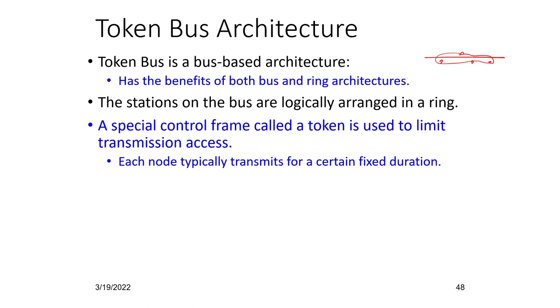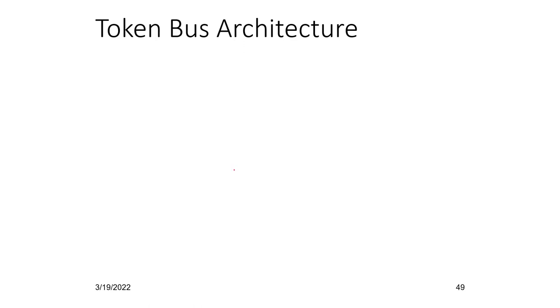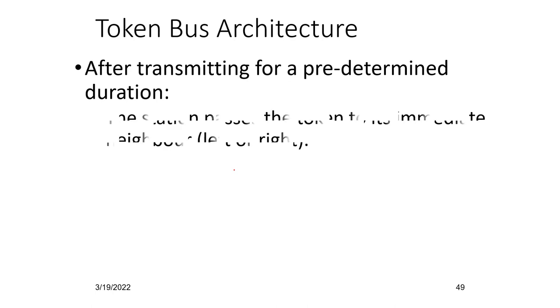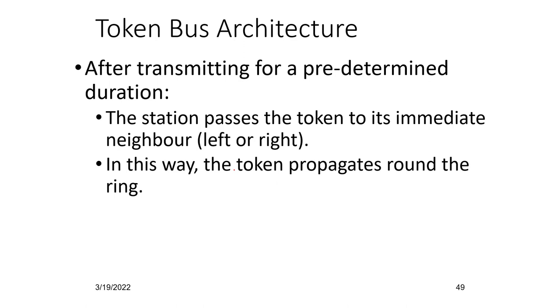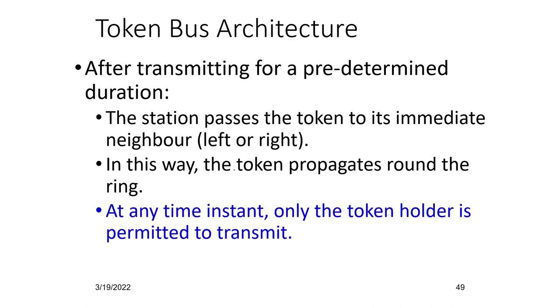There is a special control frame called a token, which you need to have to be able to transmit a message. That's where the name comes from, token bus. Once it has a token, every node typically transmits for a fixed duration and passes the token on to its neighbor. As this slide says, after transmitting for a predetermined duration, the station passes the token to either its immediate left neighbor or immediate right neighbor. The moment a node gets the token, if it wants to transmit, it transmits. Otherwise, it just hands over the token to its nearest neighbor. Clearly, if any node breaks down, the protocol will break down. That is one problem.